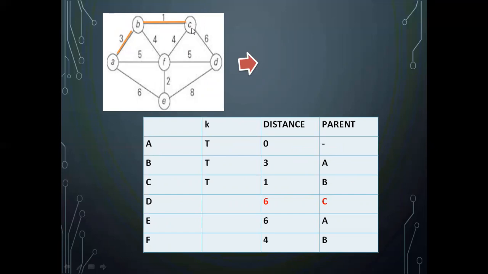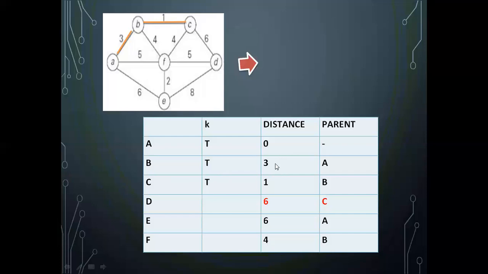Now from C you should find out what all the edges present are. C to F, you have a connection. Even C to D, you have a connection. C to B you have a connection, but both B and C are part of the spanning tree. So C to D, you have a connection with 6. C to F, you have a connection 4, but F already has a connection from B with weight 4. If it is a smaller value, C to F with a weight 3, then you have to update. If it is the same value, no need to update.